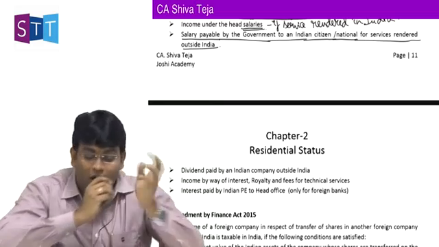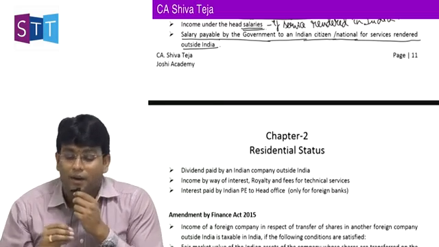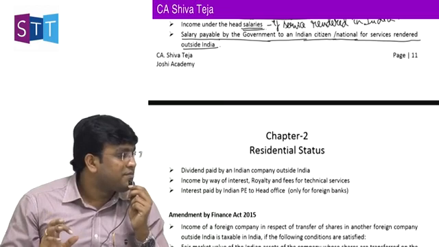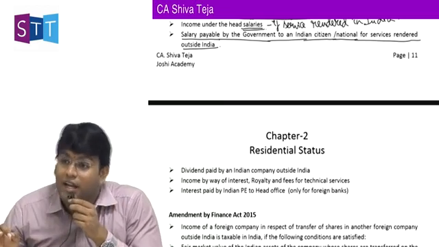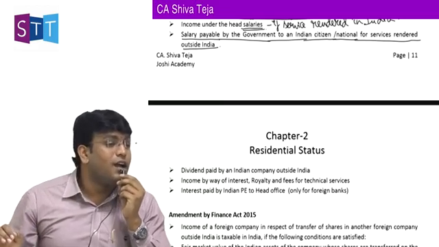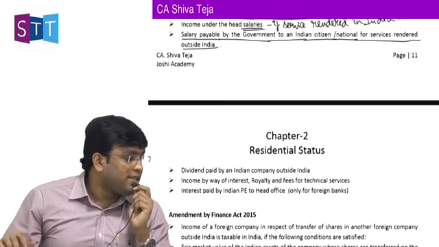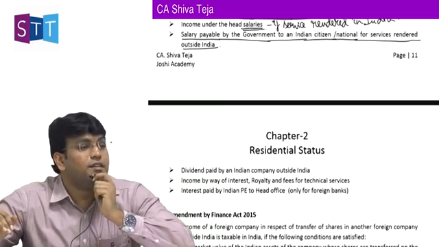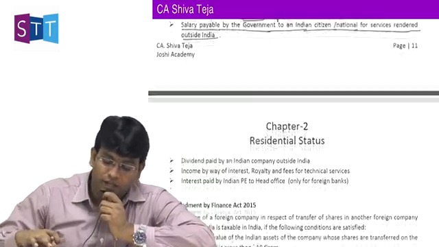Correct, my dear friends? In all those cases, salary paid by government to an Indian citizen or national for service rendered where? Outside India. Even that is regarded as what income? Indian income. It is deemed to occur as where, sir? In India. Deemed to occur as in India. Are we clear with that point? Everybody, sir? Come on. Next one.